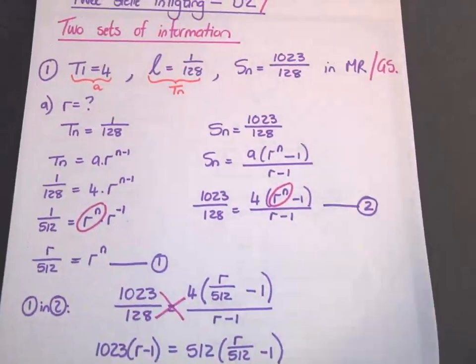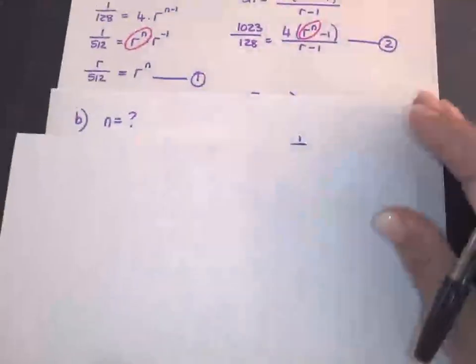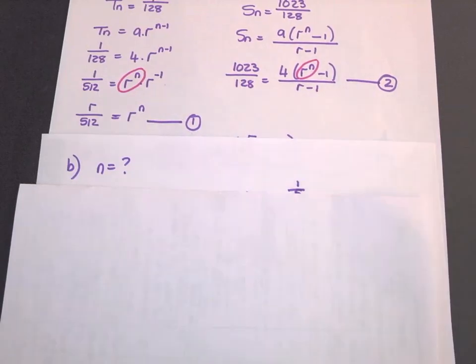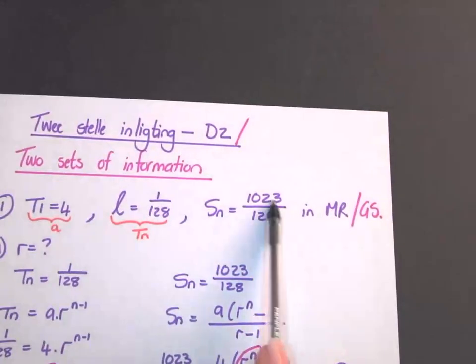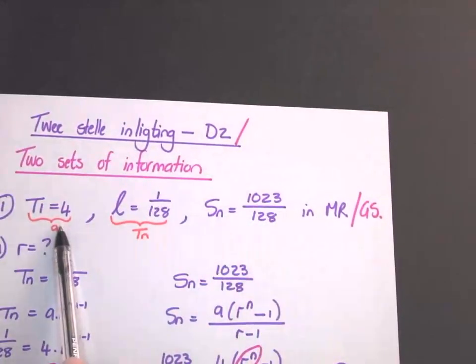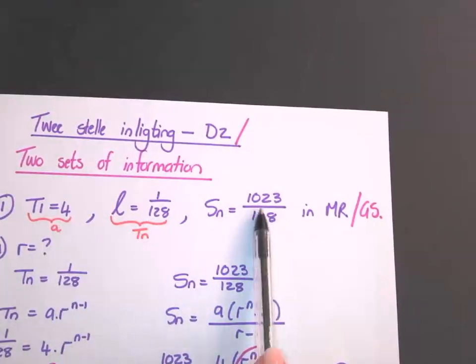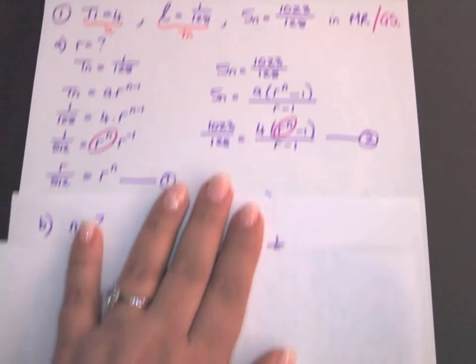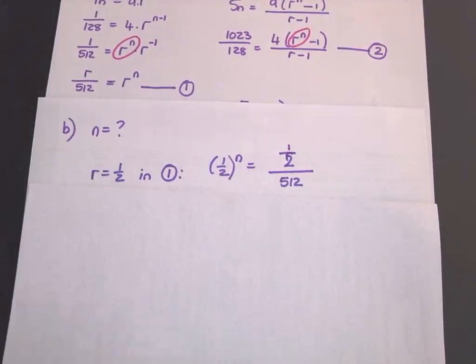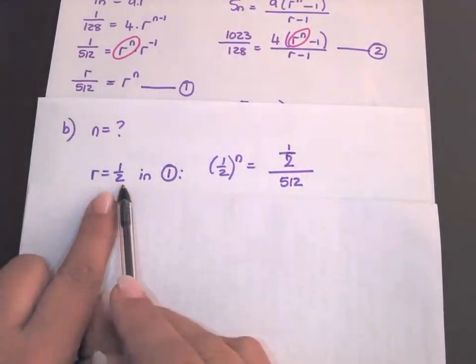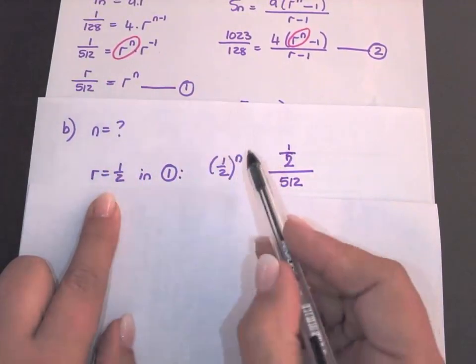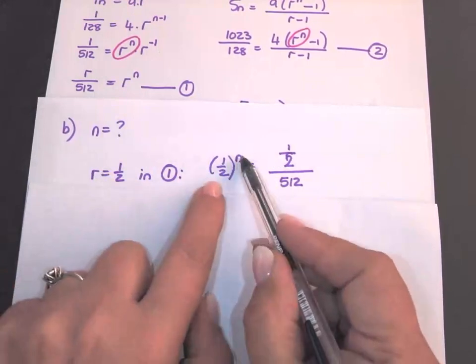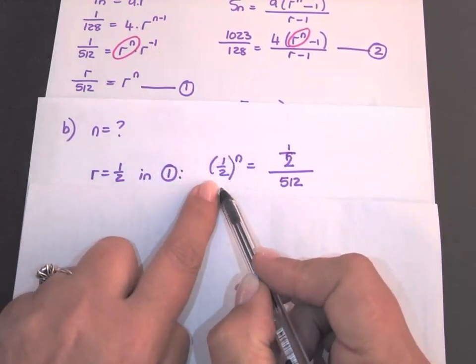Now, in the follow-up question, I ask you, now calculate n. So how many terms can you add to get that answer? I know what A is, I know what R is, and I know what the sum's answer is. Okay. So, because you know what R is, you can substitute it into the simplest equation, this one. And remember, R is a fraction and it will get an exponent, so put it in brackets.